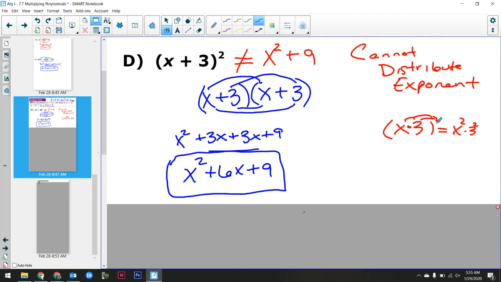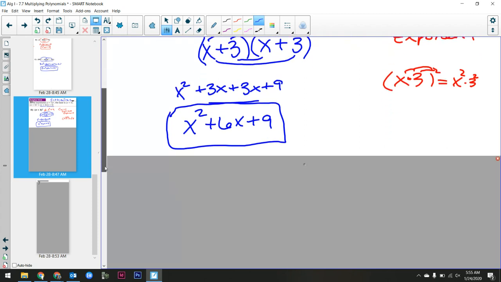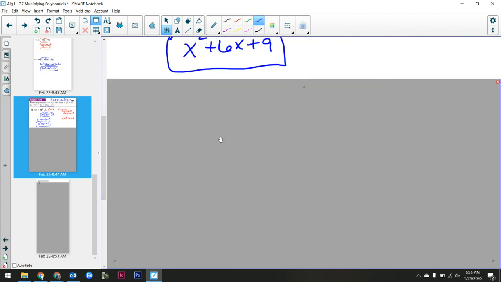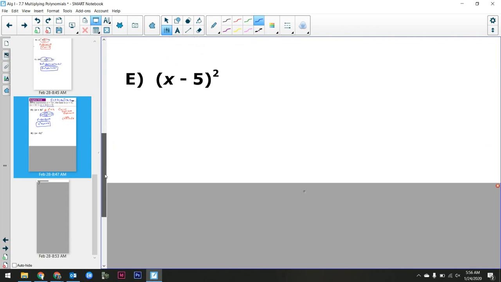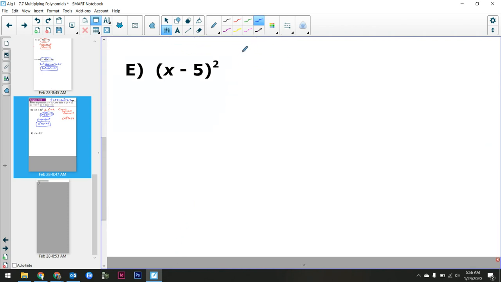Okay? Notice that it's very different from saying x squared plus 9. There's that 6x that we didn't even see if we would have tried to just go straight to this. So we cannot distribute the exponent. X minus 5 squared.